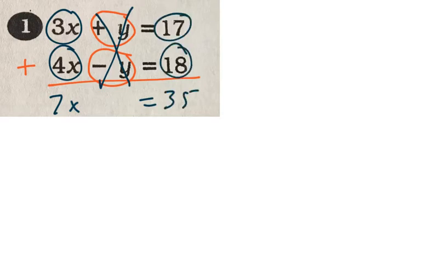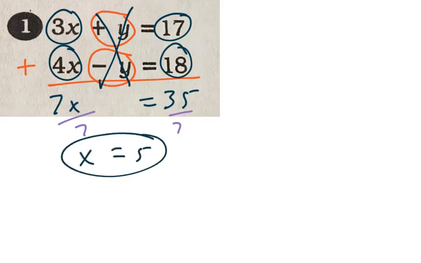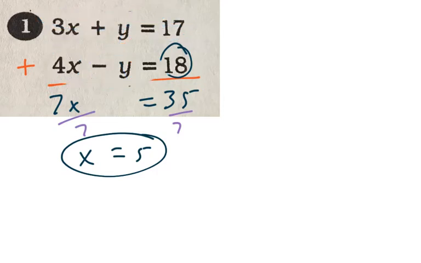And now I have a simple equation I'm going to solve. Let's go ahead and divide both sides by 7. And I know x is 5. Now, I'm not done because that's the x variable. I need to plug it back in to find the y. Now, which one should I use? It doesn't matter. Let me just clean this up here. It doesn't matter.